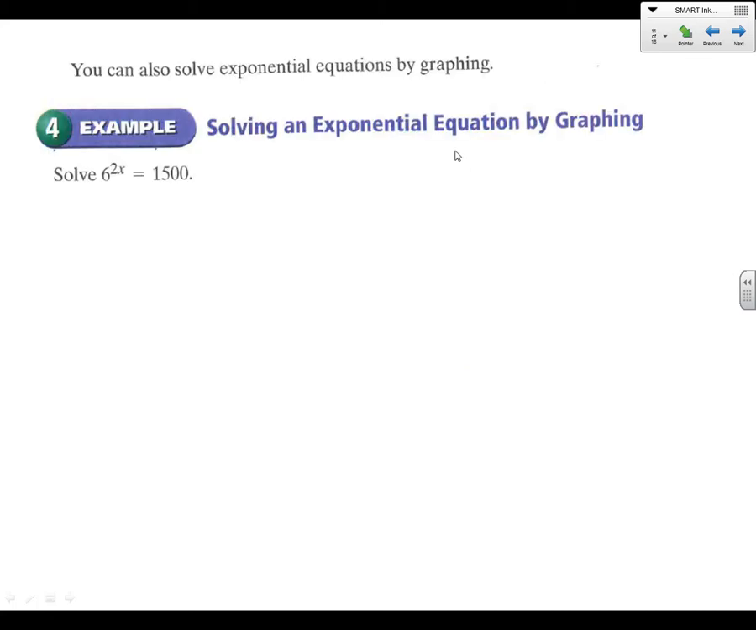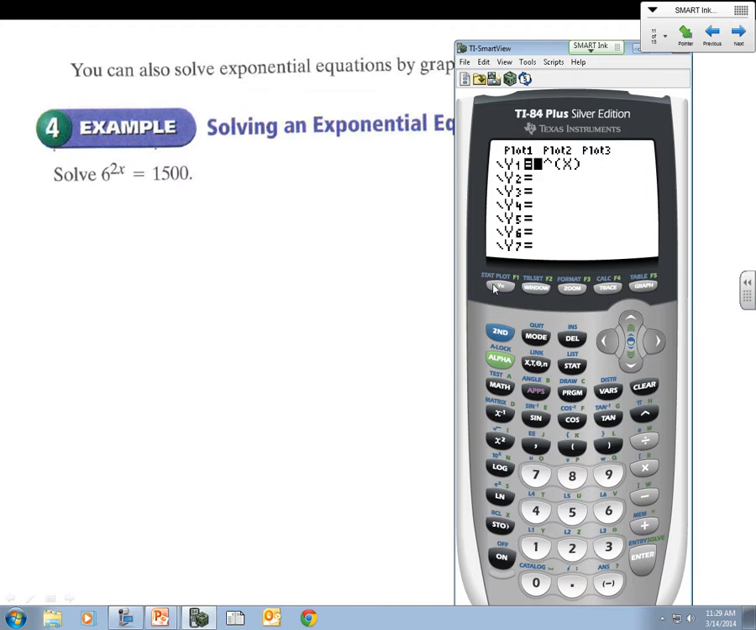Okay, we can also solve exponential equations by graphing. So another way to do this. I'm going to grab the graphing calculator again. All right, so we can always solve equals problems by doing, clear, the left side as our y1. So I'm going to type in 6 to the 2x. And I'm going to type in for y2 the right side of the equation, 1500.